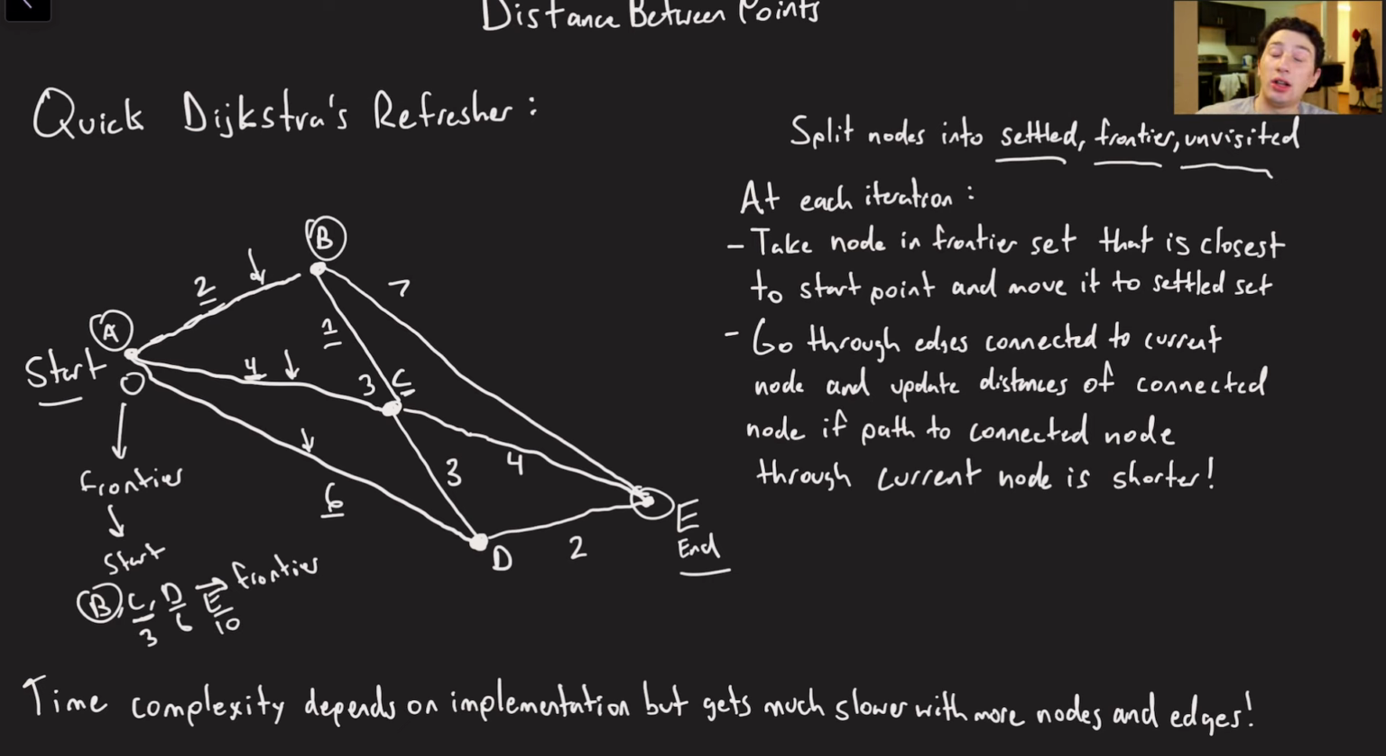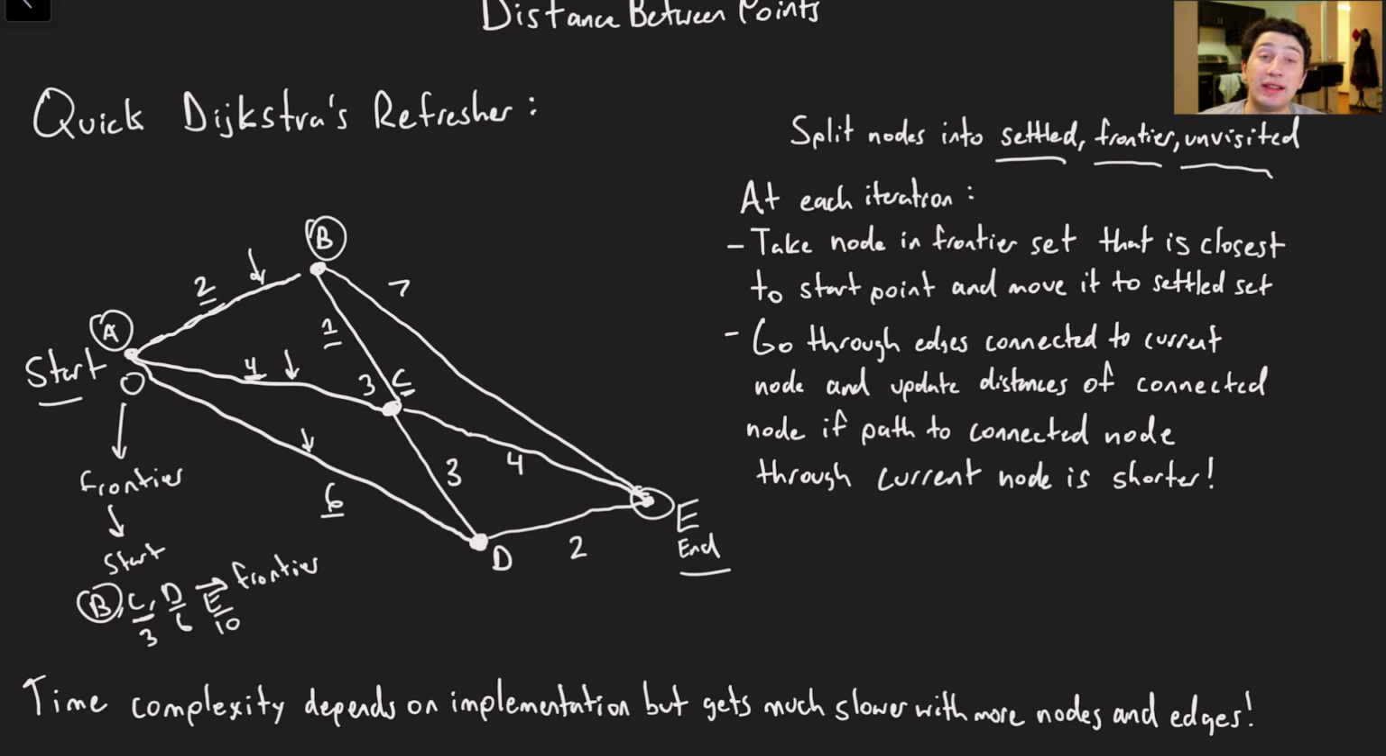And we basically keep going, updating all of our distances in the frontier set and pulling out the element of the frontier set that is closest to the start point until we eventually finish and reach the distance at the endpoint. Of course, the time complexity of this algorithm is going to depend on our implementation, basically how we're going to model the frontier set.